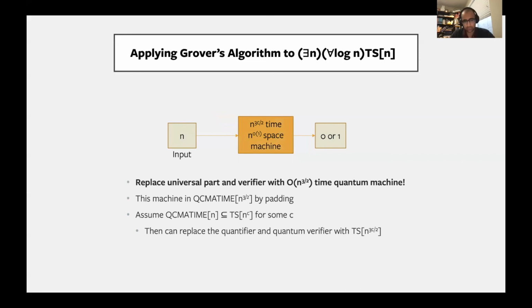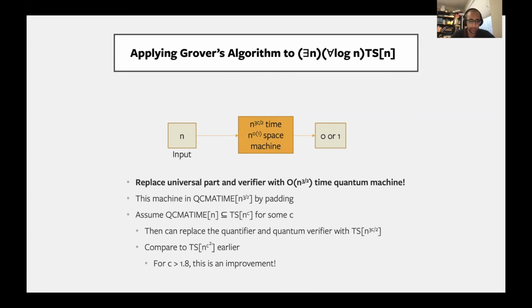So this is what we're left with in the end. An n-bit input goes into a deterministic n to the 3c over 2 time small space machine. But remember that earlier when we did the same thing with the Lipton-Viglas argument, we got n to the c squared. So essentially we've done better than the original argument when c is greater than 1.8; this is an improvement. And this is the key idea. By using Grover's algorithm rather than just using the slowdown rule, we're able to show stronger inclusions than we otherwise could.